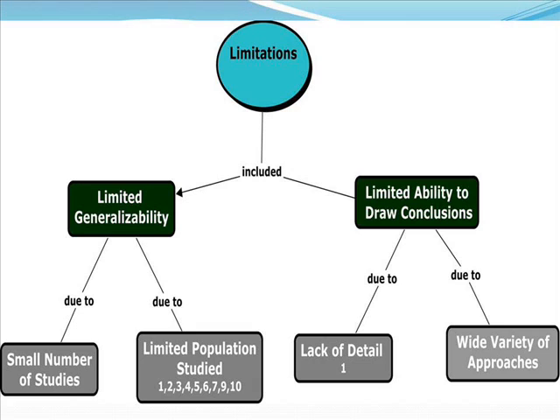Since only 10 studies were used, the ability to generalize beyond those circumstances contained within the 10 studies was very limited. The population studied were primarily post-secondary students, so the ability to generalize to other learners, like high school students, was limited. Regarding the ability to draw conclusions, a few studies lacked detail. For example, one study did not indicate where the sample population came from, how the survey was administered, or how the data were collected. As well, the wide variety of approaches created difficulty when trying to relate studies to one another. Synthesis and drawing conclusions was challenging.